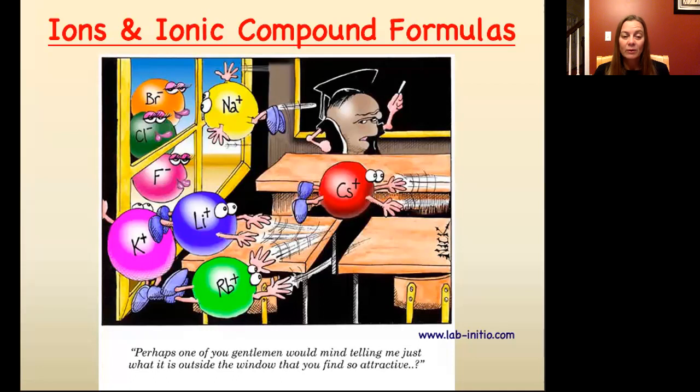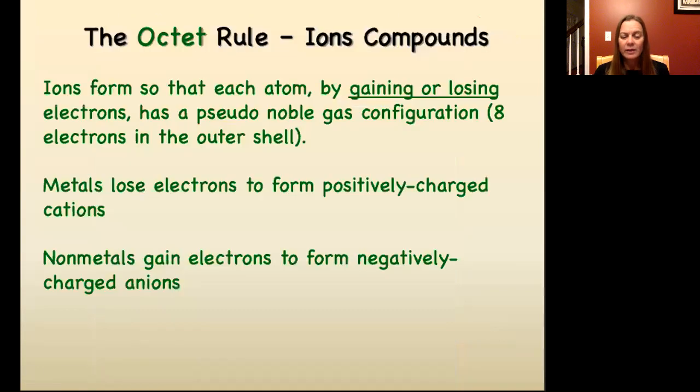So today what we're learning is how to predict what charge ions are going to have and how to combine them together to make neutral compounds. So we'll start with the first one. How do we know what charge an ion is going to have?